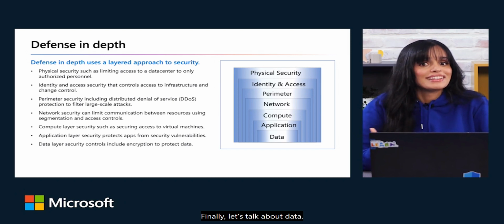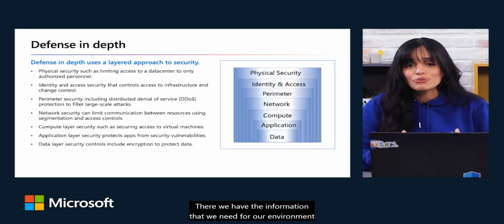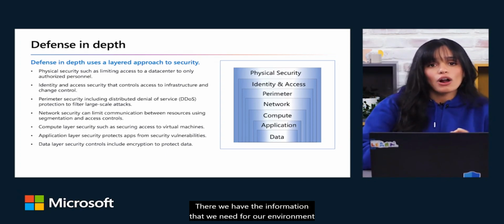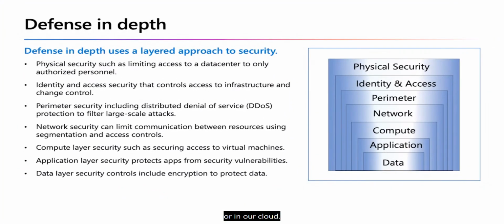Finally, let's talk about data. There, we have the information that we need for our environment or in our cloud. Typically, we want to make sure that this data is encrypted, no matter where it is in Azure, which means your data is encrypted at rest or in motion when it is moving in the network. Data encryption ensures that even if people have managed to break into your data, they will not understand what is inside it because it will not be readable.